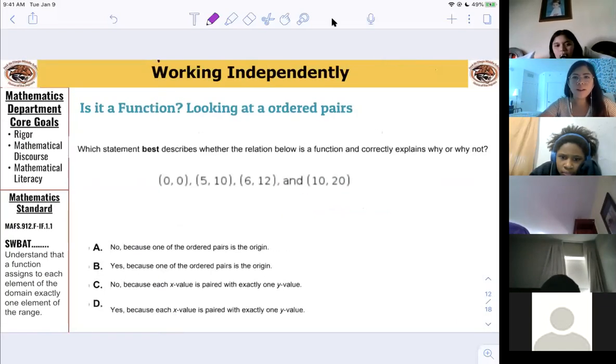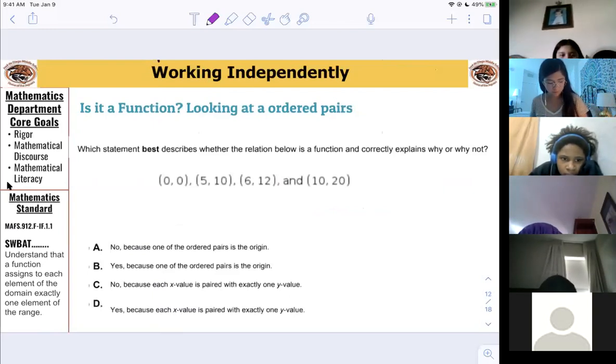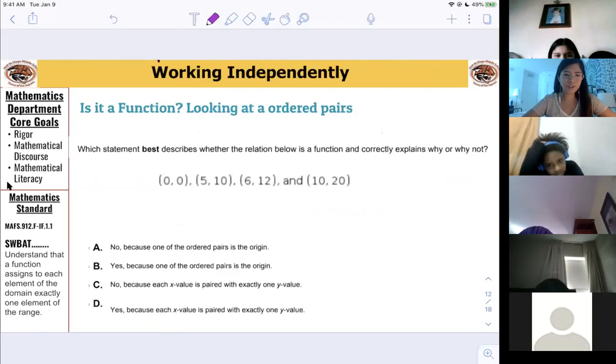Let me put up the poll. Okay, there you go. So it's another one of those questions where if you get yes or no correct, you have to make sure you also have the reason correct.